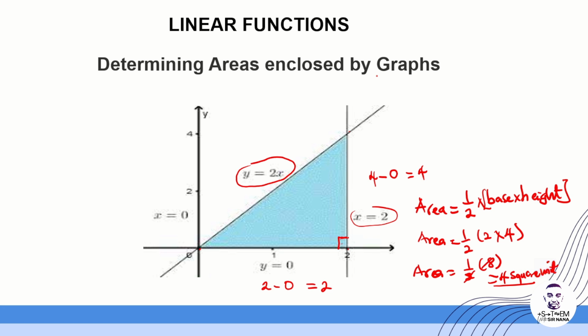So to determine the area enclosed by a graph, ensure that you know the shape that the graph has formed, right? In this case, it's formed a right angle triangle. Use the formula for finding the area of that shape, in this case a right angle triangle, to be able to determine the area enclosed by the graph, right?